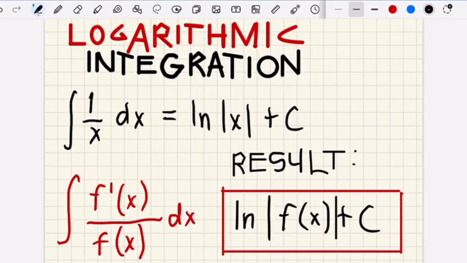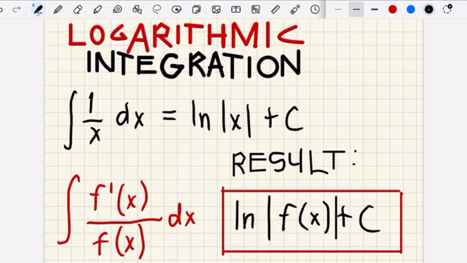So what is logarithmic integration? In integral calculus, some functions when integrated result in logarithmic expressions. One of the most common forms looks like this: the integral of 1 over x dx is equal to ln x plus c. We use this when the integrand resembles 1 over x, but it doesn't stop there.